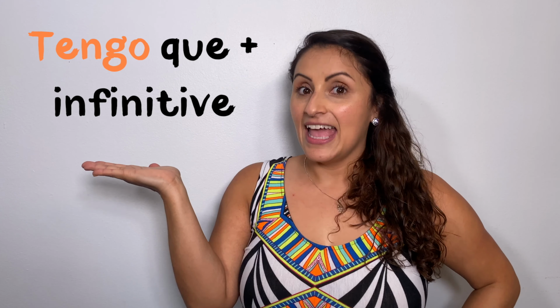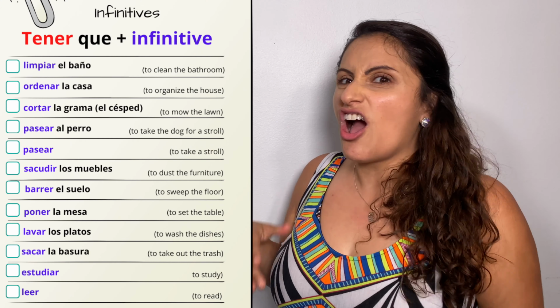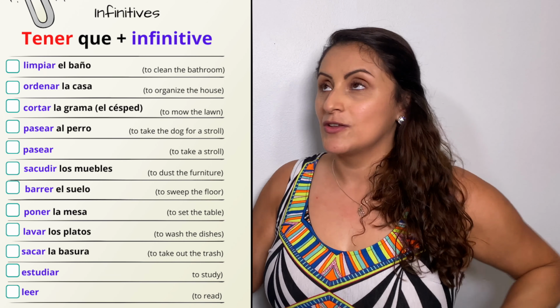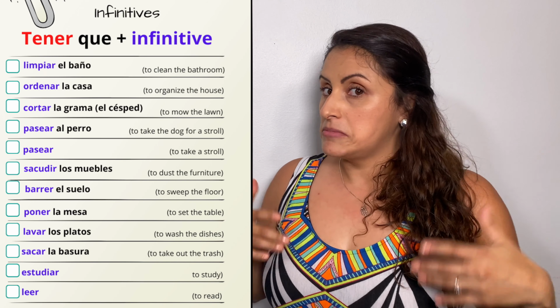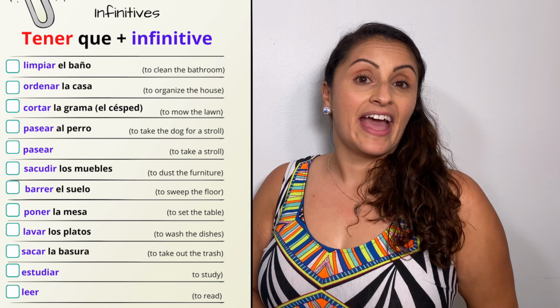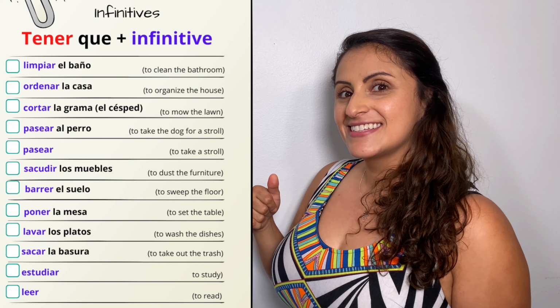So hopefully your answer looks like this. Tengo que, and then you followed it by an infinitive. Any infinitive. Let me give you a list. Here's the list of all sorts of activities or things you may have to do. So take a really good look. Some of them are chores. Some of them are activities that you may have to do. Take a good look, and we'll go back to our answer.